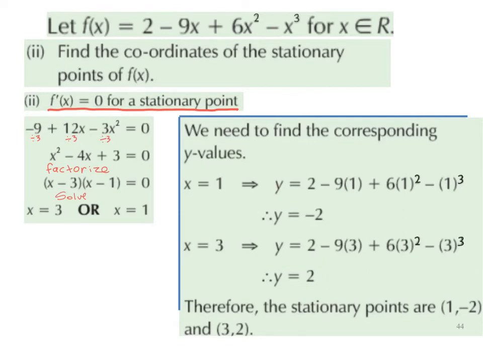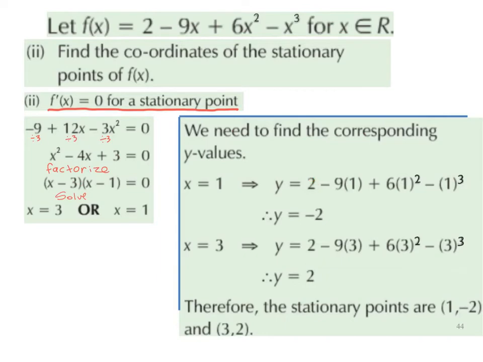And it's very important that we sub them into the original function. Very, very important. We substitute our x values into the original function. We do not substitute into the derivative. So to find our corresponding y values, let's start off with x is equal to 1. So our function was 2 minus 9x plus 6x squared minus x cubed. So we're swapping the x for a 1 in each term that we have an x.